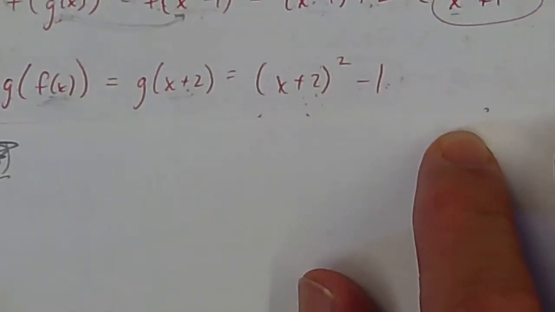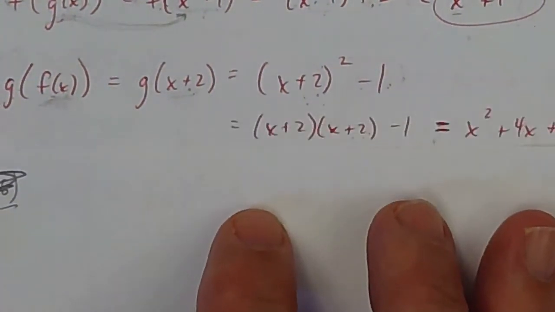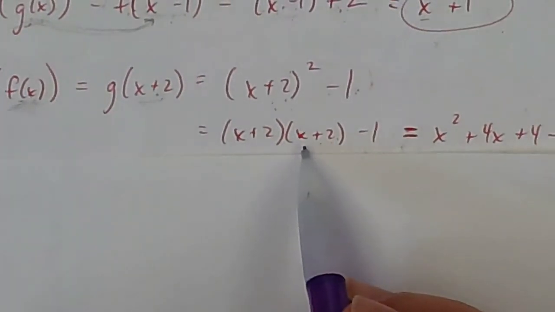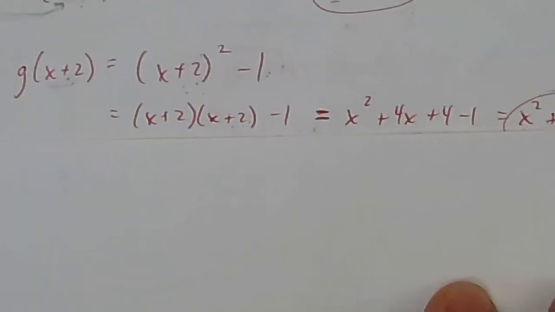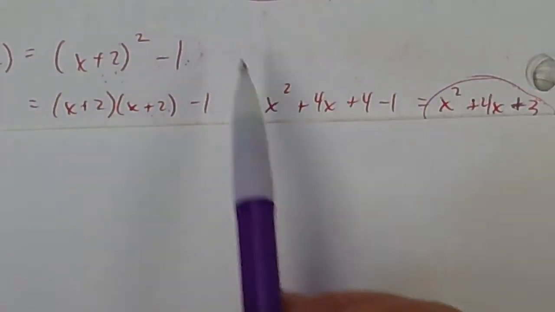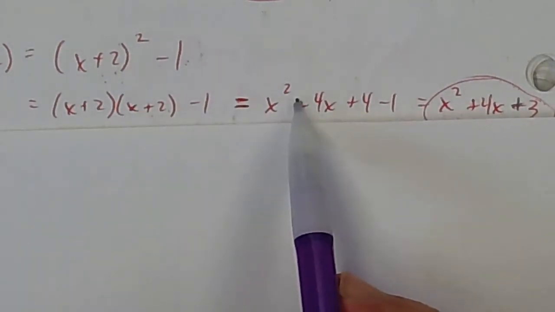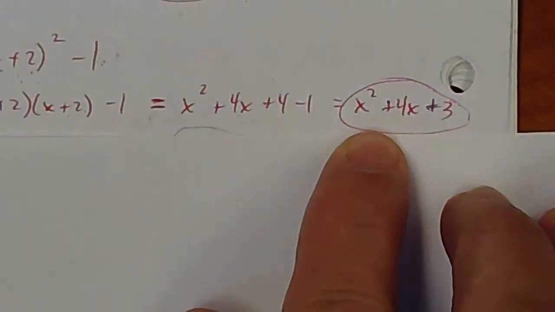Expand it, FOIL it, and then do the algebra. Substitution is the tough part. This is new, might take a little while to get used to, but one function into the other is what's happening. So I expanded it here. It gives me x squared plus 4x plus 4. And I FOIL that. So there's the final answer, x squared plus 4x plus 3.